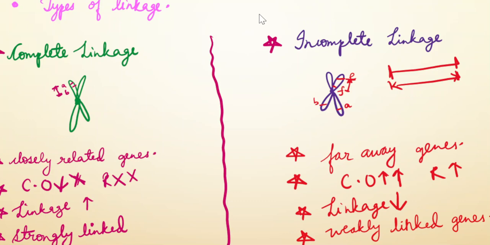Now the linkage can also be on the sex chromosome. If the linkage is on the sex chromosome, then we say it is sex linkage, as the linkage is present on sex chromosomes. Now if I speak about X and Y chromosomes in humans, say this is the X chromosome and there will be a Y chromosome.